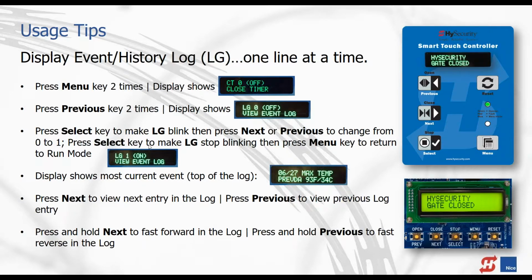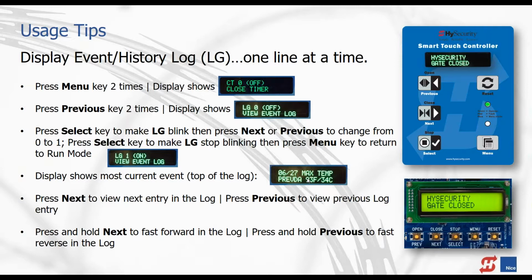So to change any of our settings, you press the select key. Those first 2 letters, LG, will flash. Then you hit the previous or next key to change it from 0 to 1. Once you've got it to the setting you want, which would be 1 in this case, you press that select key again, it stops flashing, and then if you watch the display, right in the display, you'll see the first line, the top of the event history log.